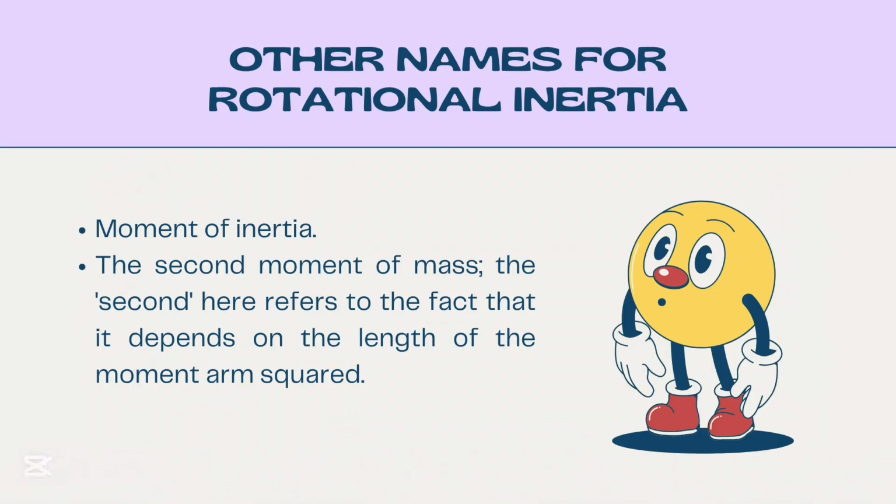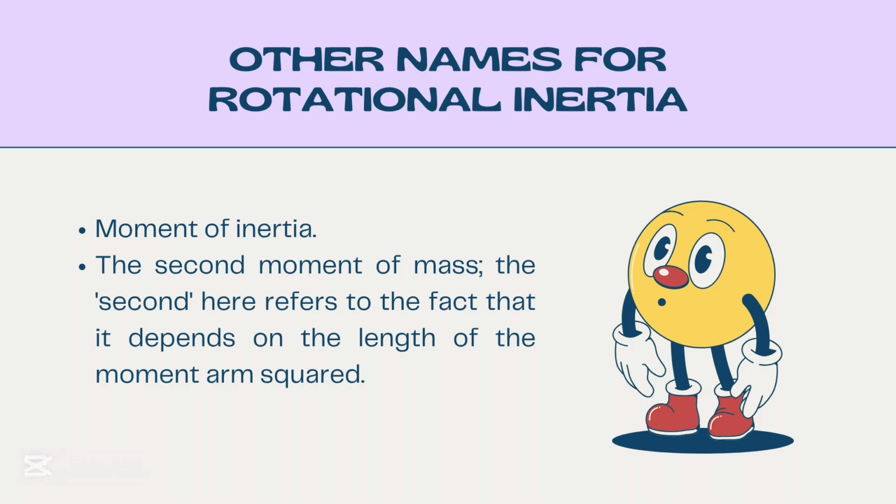Finally, it's important to know the other names used for rotational inertia. The most common alternative name is moment of inertia. You don't often hear people call it rotational inertia; we say moment of inertia, and it is also sometimes referred to as the second moment of mass. Normal people just call it inertia or moment of inertia.